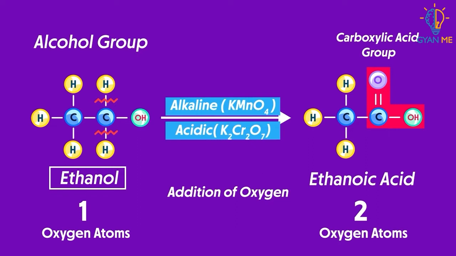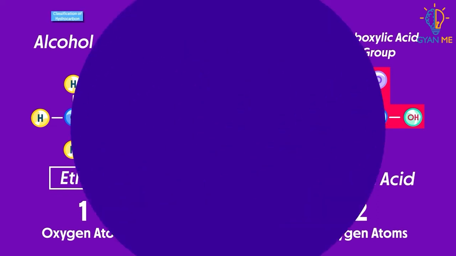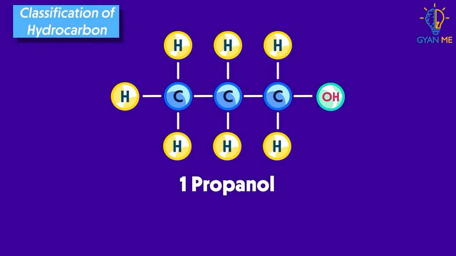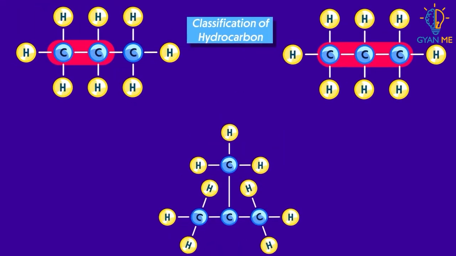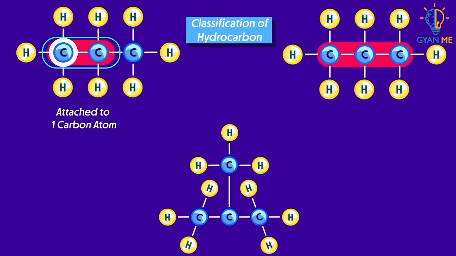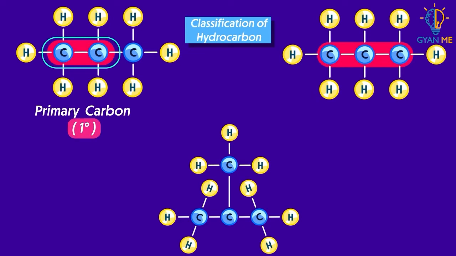Let's look at another example. This time consider the compound 1-propanol, also known as primary alcohol. Now you will ask me what this primary alcohol means. Does it mean that there are secondary and tertiary alcohols as well? I would answer yes. Let me explain this to you. Look at these structures. In the first one, we see that the carbon atom is attached to only one other carbon atom in the chain. So it is called primary carbon, represented like this.